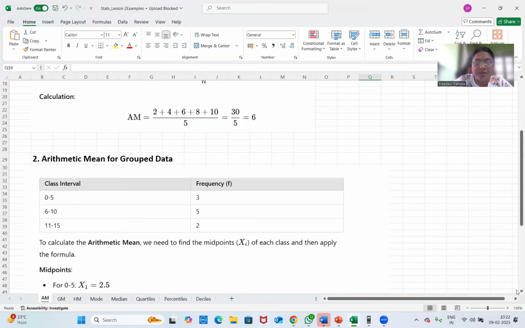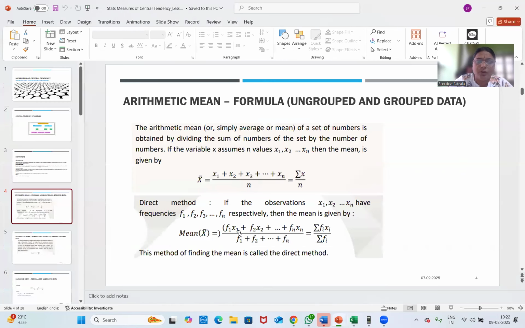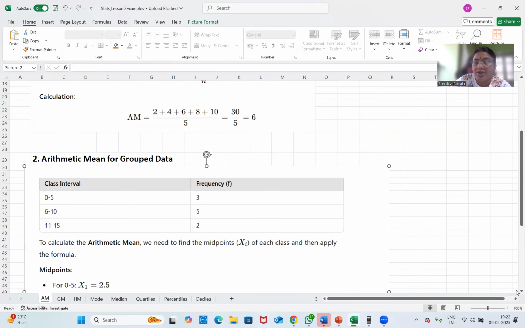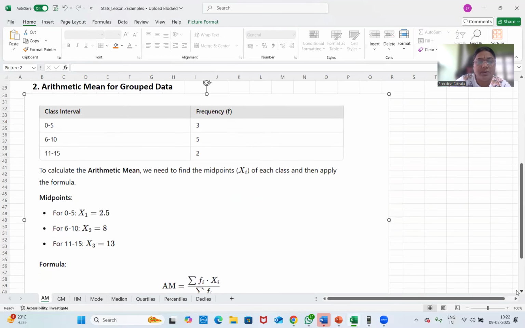The formula for the arithmetic mean for grouped data is summation of fixi divided by summation of fi. Earlier, for ungrouped data, it is summation of x by n, and for grouped data, it is summation fixi by summation fi. So xi is your midpoint. For all means, when a frequency is given, you need to find the midpoints.